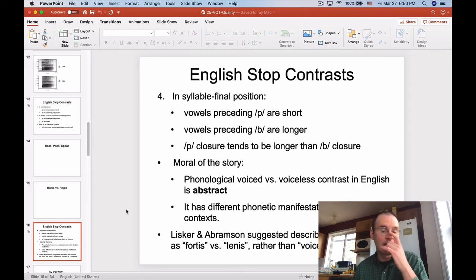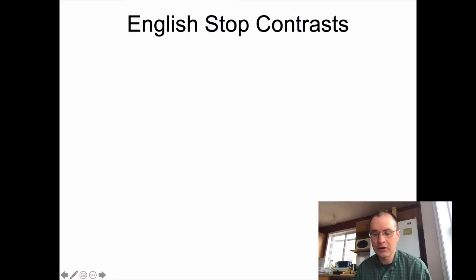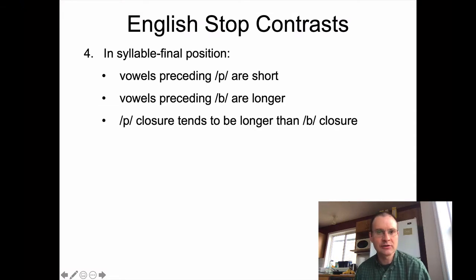Last but not least, there's a fairly complicated relationship we get for the appearance of these phonemes in syllable final position. I'm not going to write it on the board because it's not super easy to abbreviate. But for a phonemically voiceless stop like P, the vowels preceding that stop will be short. However, that closure for P will tend to be a little bit longer than you get for a B stop closure. On the other hand, the vowels preceding the phonemically voiced stop B will tend to be longer.